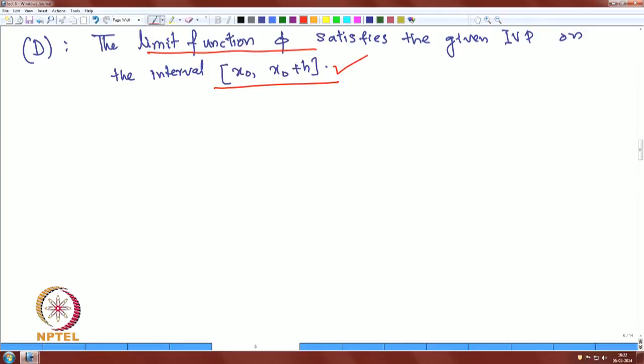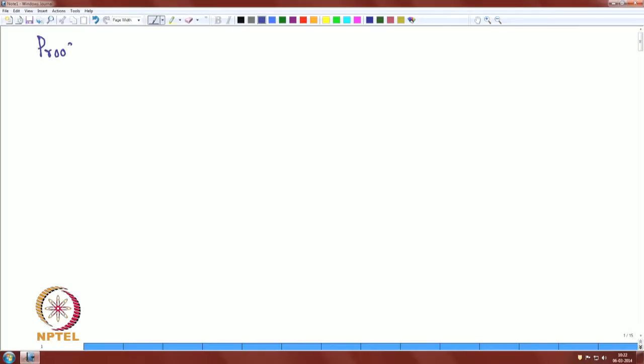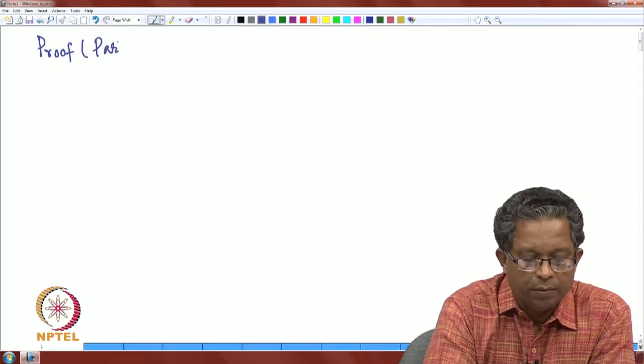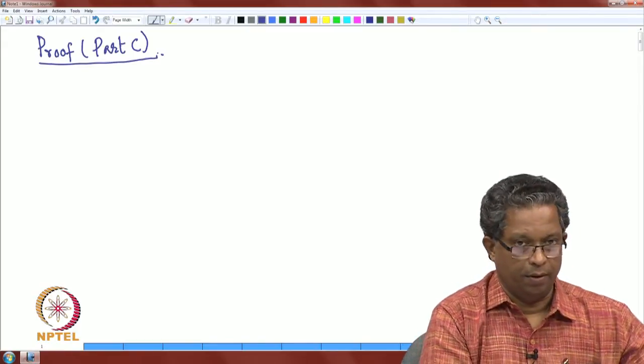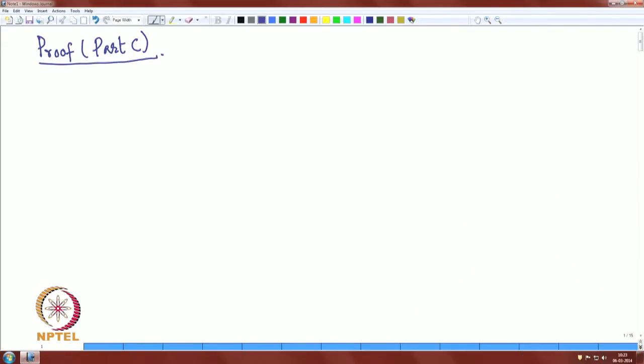So, let us start with the proof of part C. In C we want to prove that phi n converges uniformly to some function phi on the interval x0, x0 plus h.